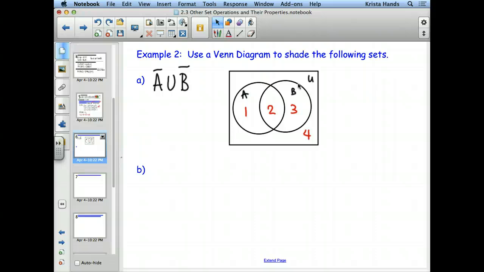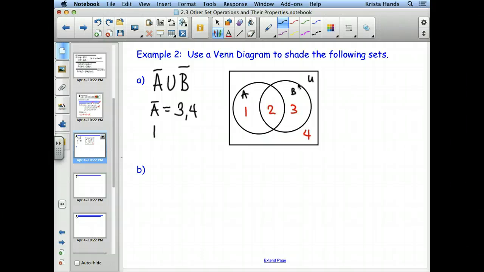What we're going to do next is we're going to identify which of the numbers are in each of the pieces of this. A complement. What numbers are in A complement? 3 and 4. Remember, it means outside of circle A. And there are 2 numbers, 3 and 4, outside of circle A. And we're going to do the same thing with circle B. But we're finding the complement on that one too. So what is the complement of B? That's 1 and 4.